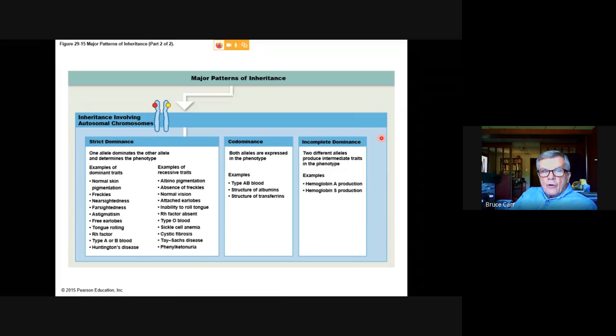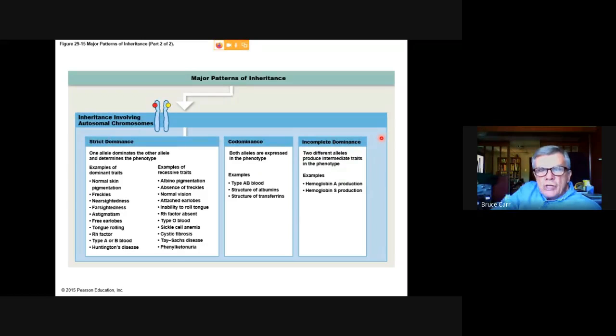Major patterns of inheritance are going to be understood more completely the simpler the expression is. So, for example, if it is a single gene with 2 alleles that you see here, one is dominant to the other, meaning if you have 2 reds, you get the trait of red. If you get 2 yellows, that's the trait of yellow. But in a mixture, you get the trait of red. That would be a simple dominant or a strict dominant inheritance pattern. One allele completely covers up the presence of the other one.